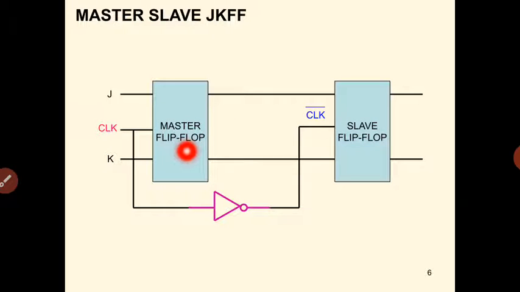First JK flip flop is used as master, and second JK flip flop is used as slave. And if you observe the clock pulse for the two flip-flops, for master flip-flop you are directly applying the clock like this, and for the slave flip-flop you are applying the complement of the clock.